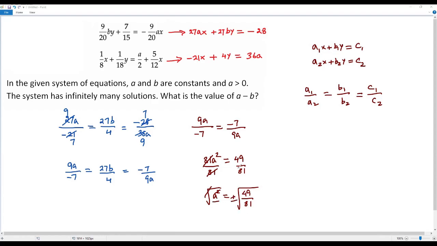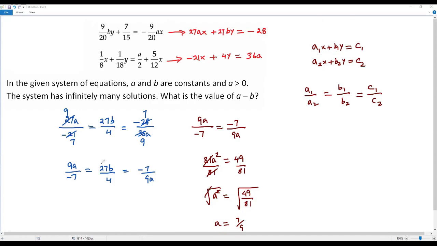But here we have a on the left side, and the question says a is greater than 0. That is, a is positive. So here for this square root we can consider only positive sign, not positive or negative. So we have a on the left side. And when we take square root for a fraction, we have to find square root of the numerator and denominator separately. Square root of the numerator 49 is 7 and the square root of the denominator 81 is 9. Okay, here I got the value of a, that is a equals to 7 over 9.